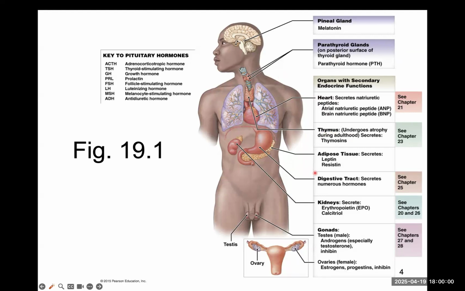By the way, the adipose tissue releases chemicals known as leptin and resistin that are going to make you hungry. These can make you super, super hungry, especially if you're fasting and you start eating something, they're going to start releasing these chemicals. They make you very, very hungry. And then your reproductive organs make your testosterone and the estrogen and so forth.